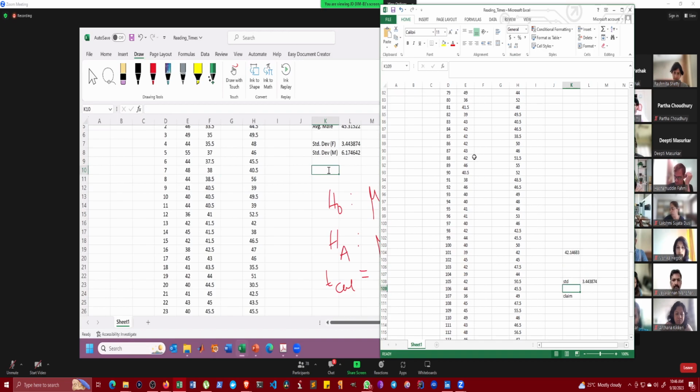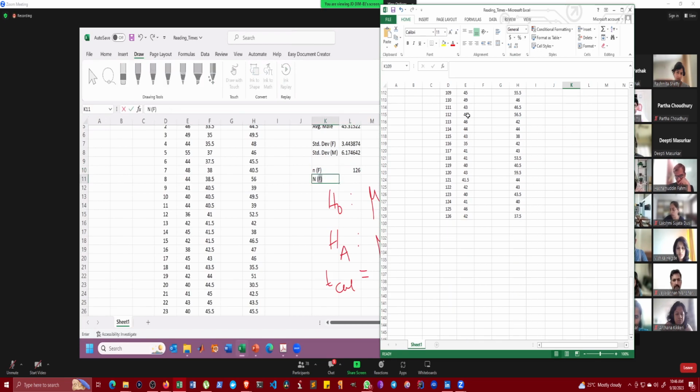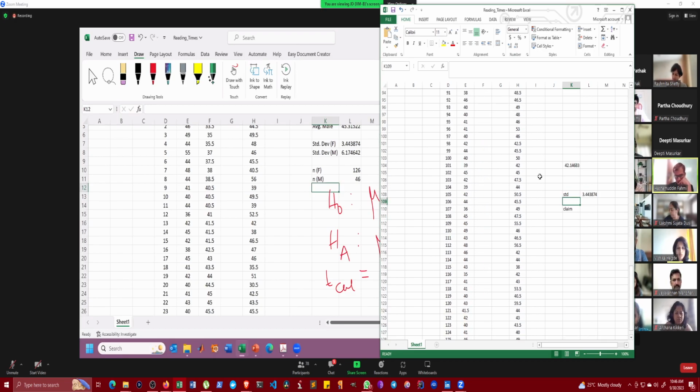Count. What is n for females? How many observations are there in my female data set? 126, yeah. And what is my sample size for males? 46. Perfect. Now, do I know all the values in my T calculated calculation? Yes. X bar minus mu, S over root n.